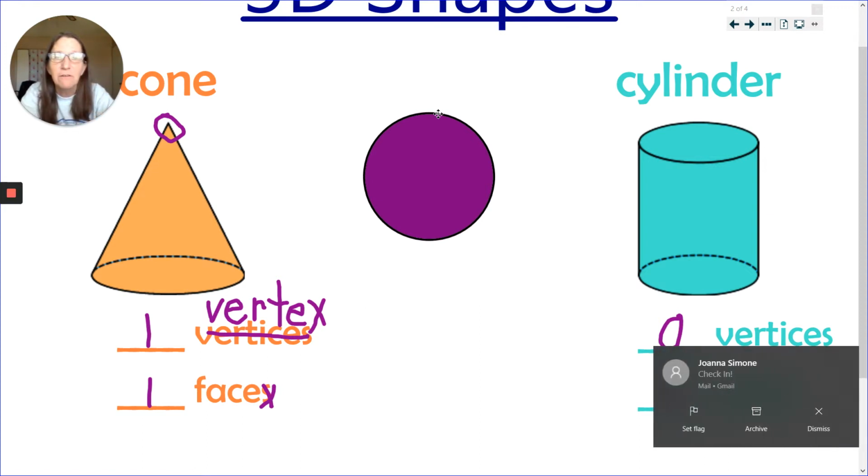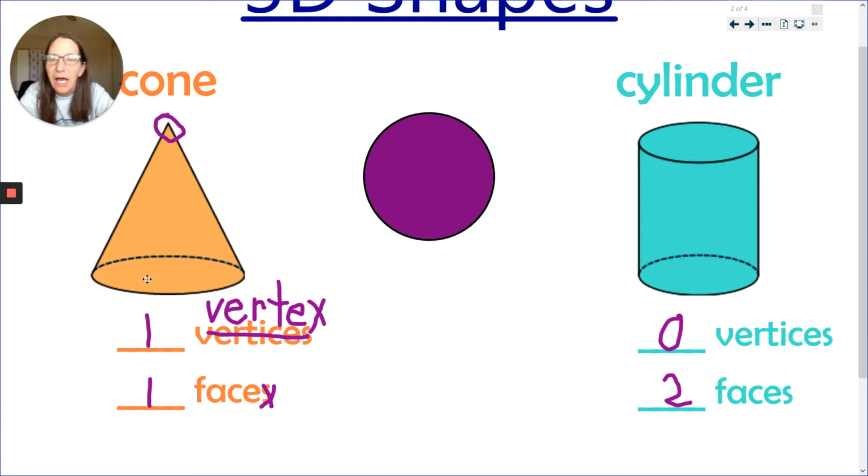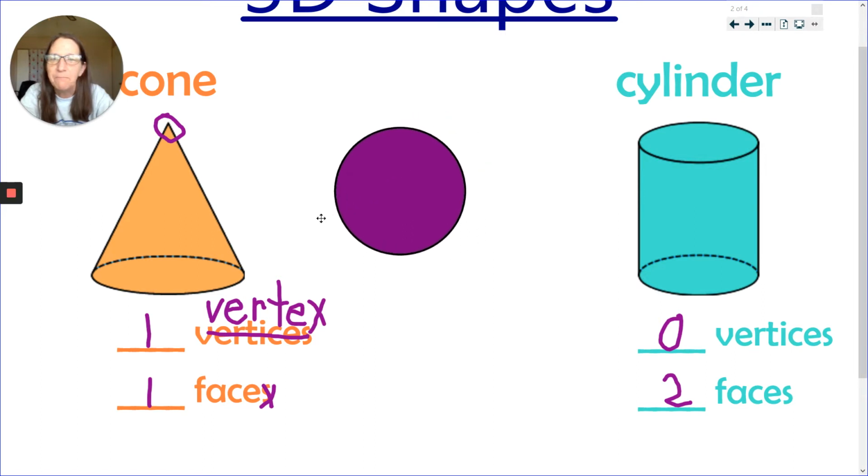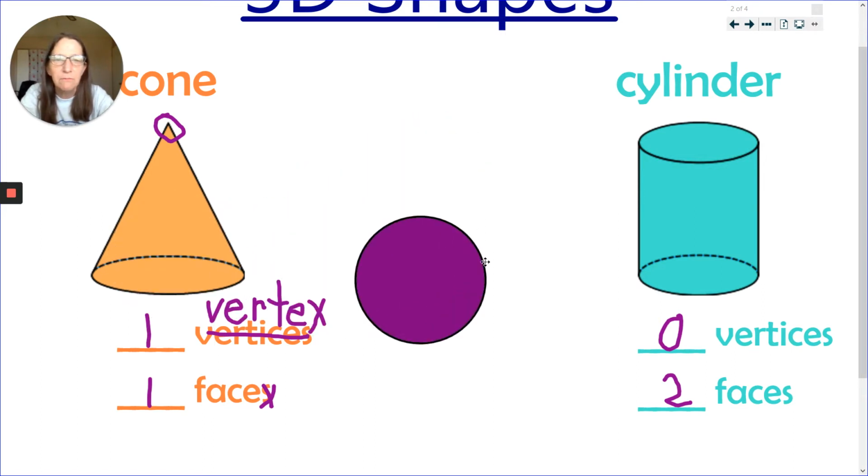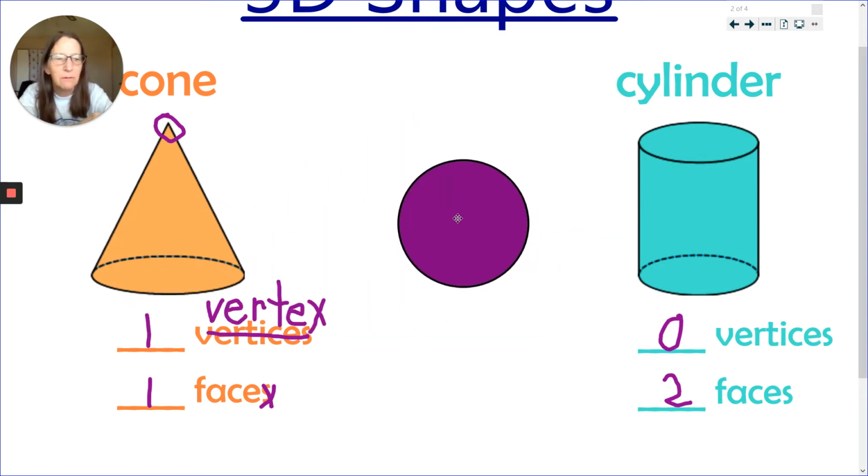Yes, it's a circle. If I look very carefully at my shapes and I look at the faces, the flat spots on both of these shapes, what shape do you see? I see a circle. Do you see the circle?